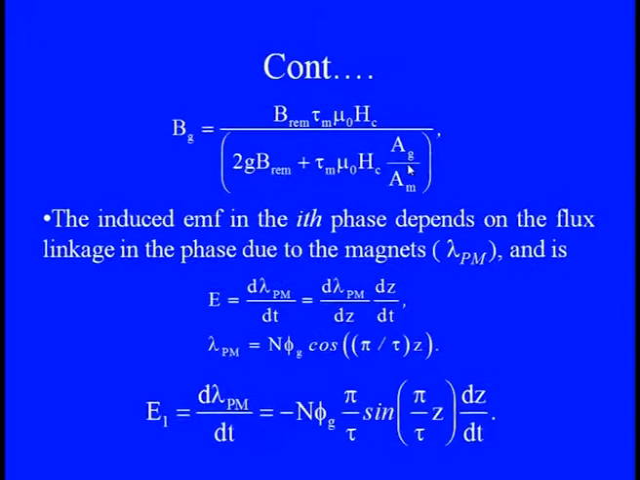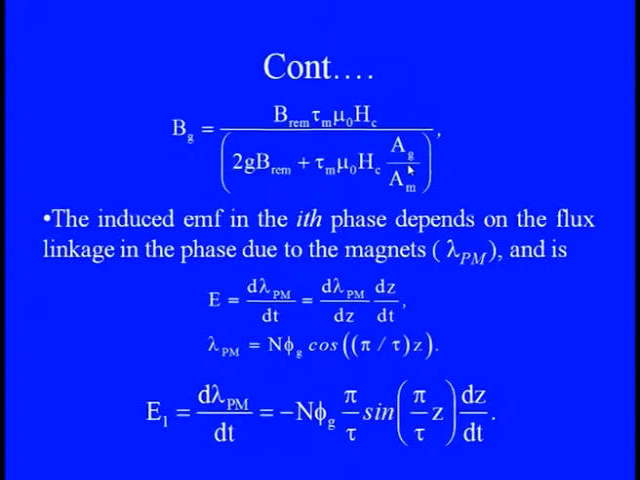So, it is dλm/dz into dz/dt, where λPm is the flux linkage in the phase due to the magnets, which is equal to the number of coils N into φz cos(π/τ z). And τ is the distance in between, like these horizontal distances between the coils and other features.